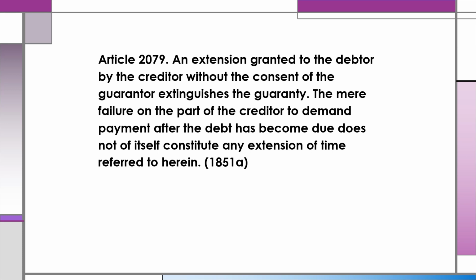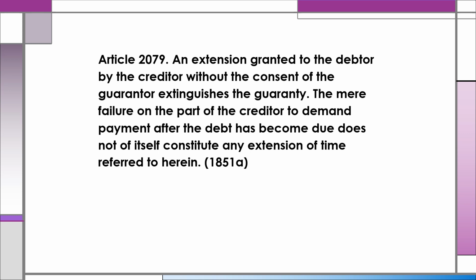So halimbawa, ang due date ng utang ni debtor ay June 30, 2020. Pero binigyan ng extension na hindi alam ni guarantor, hindi siya nagbigay ng consent niya. Bigla na lang niyang nalaman na binigyan ni creditor ng extension si debtor up to December 30, 2020. Siguro nakiusap si debtor, pwede bang bigyan mo ko ng 6-month extension? O sige, sabi ni creditor, magbayad ka na lang sa December 30, 2020.